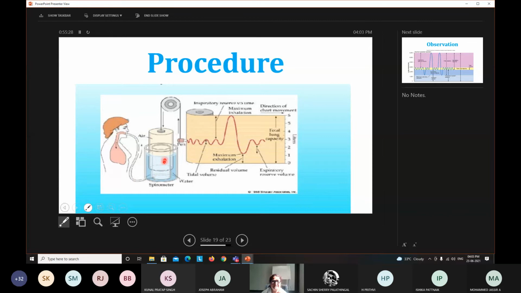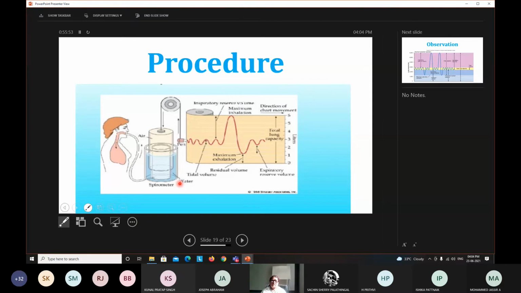When the air is filled in this inner cylinder, definitely the bell is going to move up and down, depending on the inhalation or exhalation, which is connected to the pulley. This will again move the pen, which will run over the next cylinder and write on the paper. So depending on the upward and downward movements, you will get the graphical representation like this.